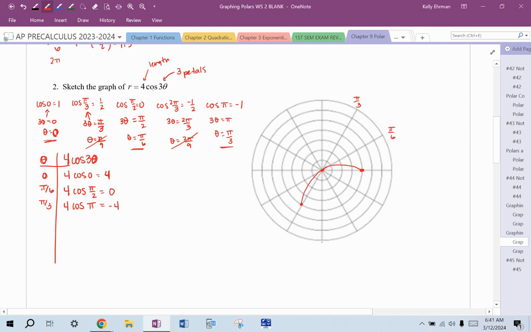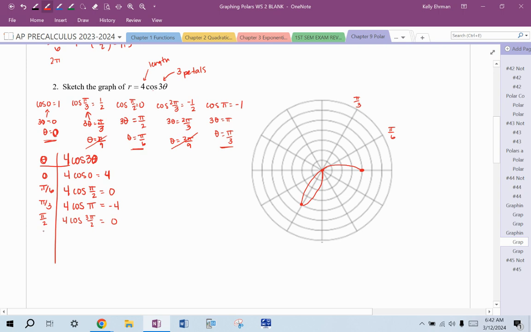Remember, rose curves have this pattern. Like cosine will always start here. It should always dip down somewhere near the third quadrant. And then what do we plug in after that? Well, remember, we're at pi over 3, so the next should be pi over 2. That's going to be 4 cosine of 3 pi over 2. Cosine of 3 pi over 2 is 0. So I'm going to come back to 0 here.